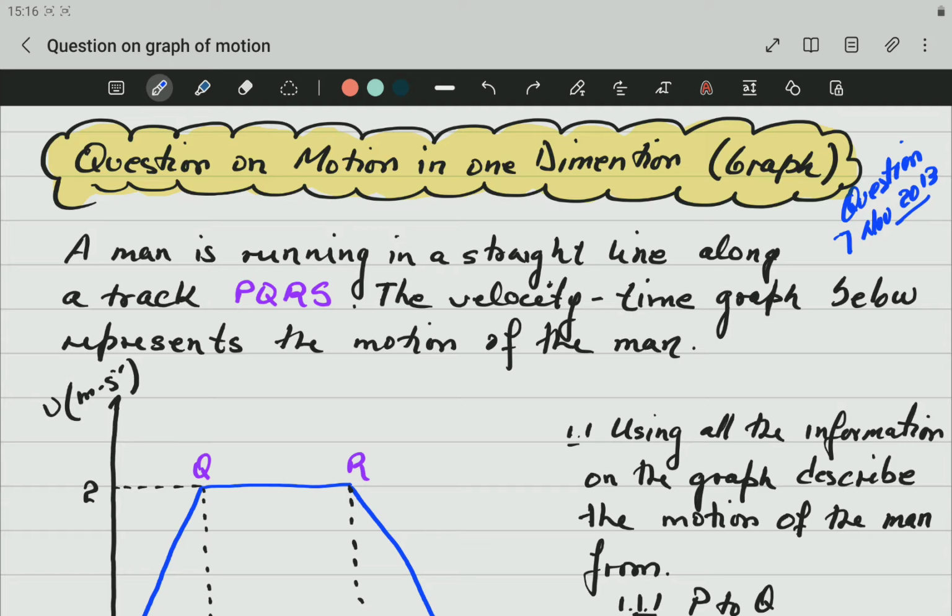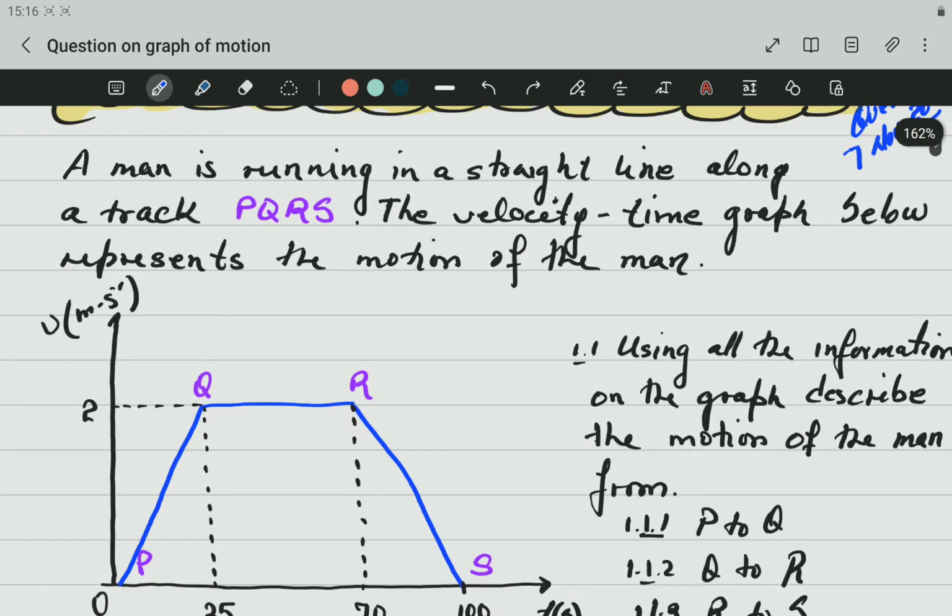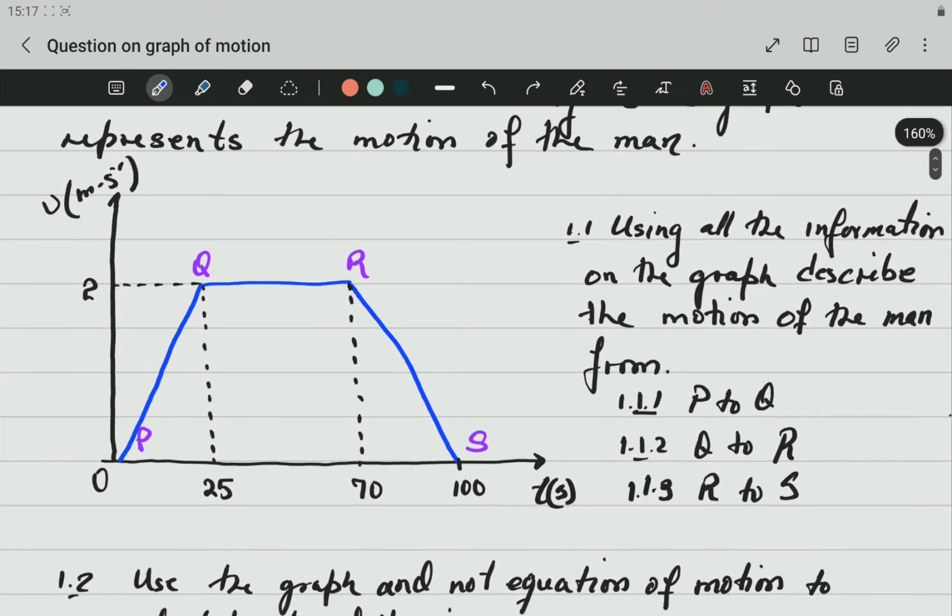In this case, we are going to be looking at a question on motion in one dimension, and more specifically related to graphs. This was a question from a question paper, 2013. The question said: a man is running in a straight line along a track PQRS. The velocity versus time graph below represents the motion of the man, and here is the velocity versus time graph.